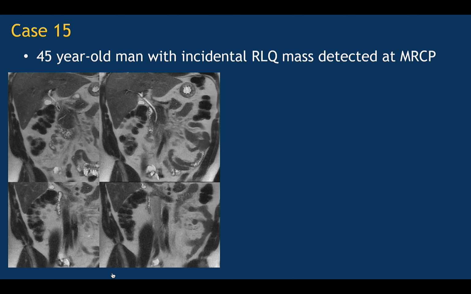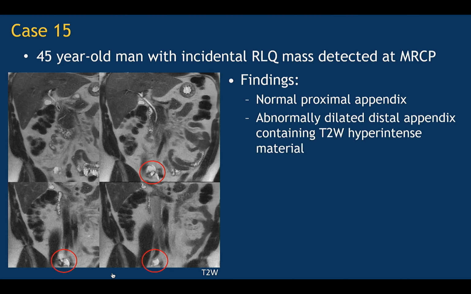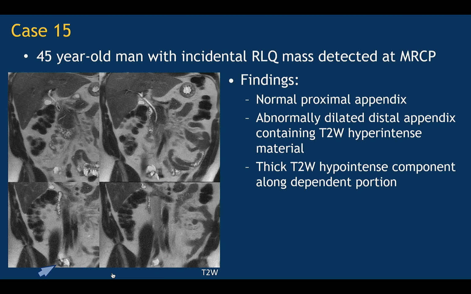And our last case here might not be a common abdominal malignancy, but something that I thought was worth talking about. This is a 45-year-old man with an incidental right lower quadrant mass detected at MRCP. The proximal appendix is normal, you can see with the arrow. The distal appendix is abnormally dilated. It's filled with T2-weighted hyperintense material. There's also a more thick T2-weighted hypointense component laying along the dependent portion.